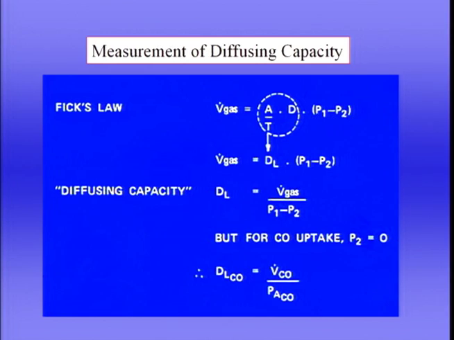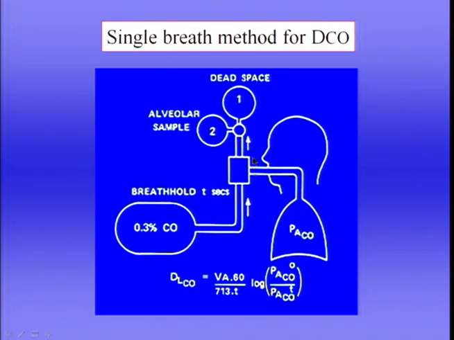Well, the next slide just gives us some idea. It's not important to go into the details of this, but it gives us some idea of how we do it. We have a bag containing a low concentration of carbon monoxide, typically 0.3%, and the subject takes a single breath through a valve box here, and he holds his breath for 10 or 15 seconds. At the end of that time, he exhales. The first gas that he exhales comes from the dead space, so we discard that, and the second part of the gas that he exhales, we sample, and we measure the partial pressure of carbon monoxide in it.